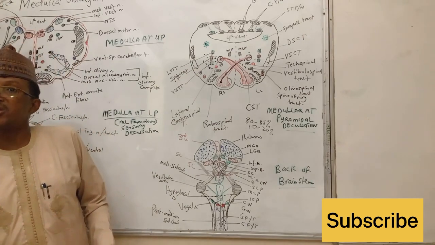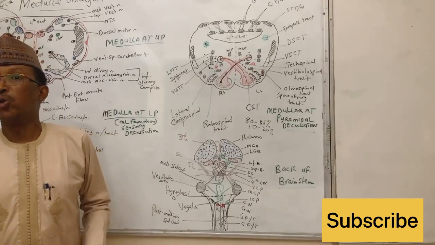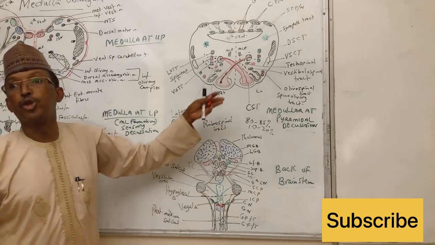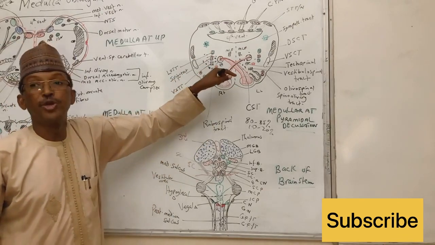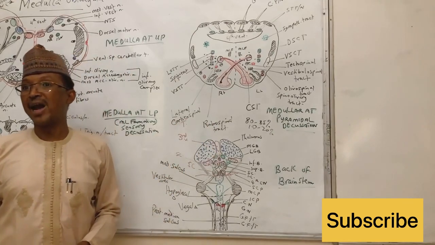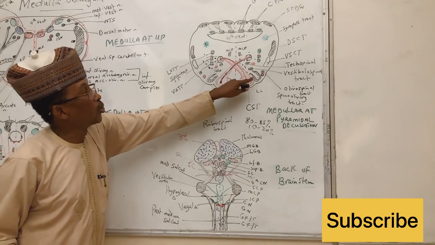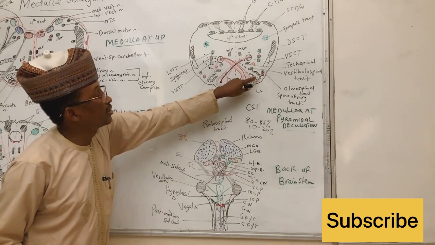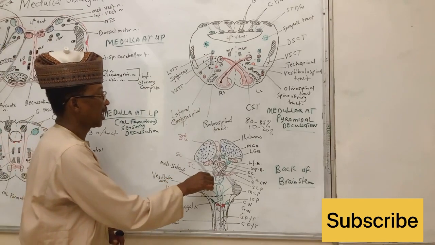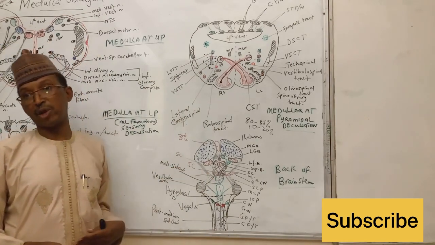So that information coming from the spinal cord passes through the ventral spinocerebellar tract. Are you clear? Okay, and also from the dorsal spinocerebellar tract. But those of the dorsal spinocerebellar tract pass through the inferior cerebellar peduncle. Are you clear? So the ventral spinocerebellar tract passes through the superior cerebellar peduncle, and then it goes into the cerebellum.